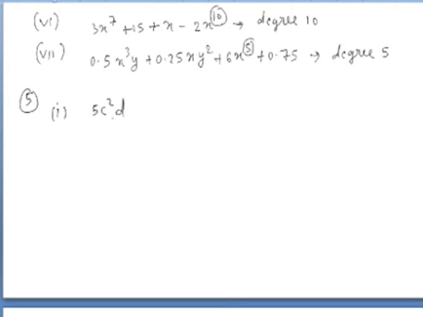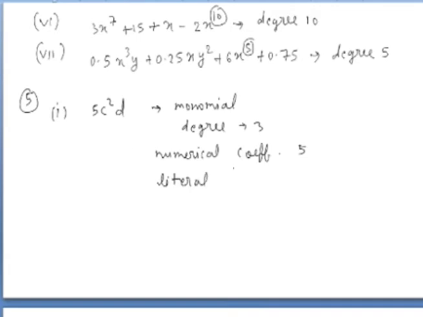5c square d. So here there is only one term. This is one term, so it is a monomial first of all. Okay, and the numerical coefficient. First find out the degree: 2 plus 1, so the degree is 3. Okay, and the coefficients: the numerical coefficient is 5, and the literal coefficient is c square d.